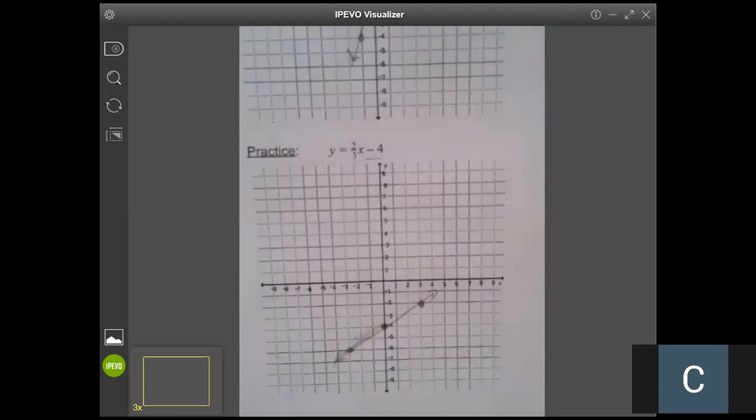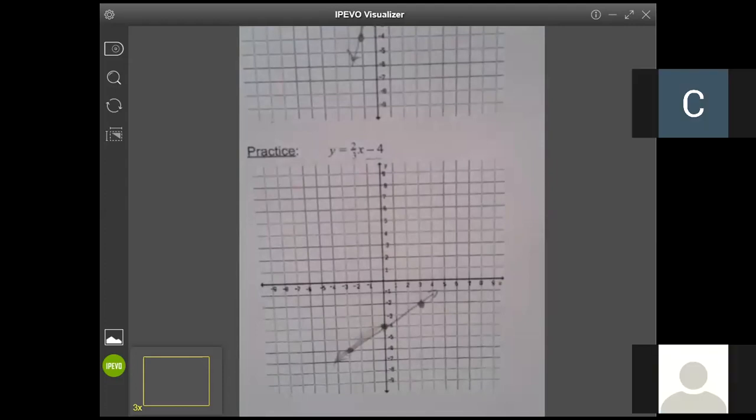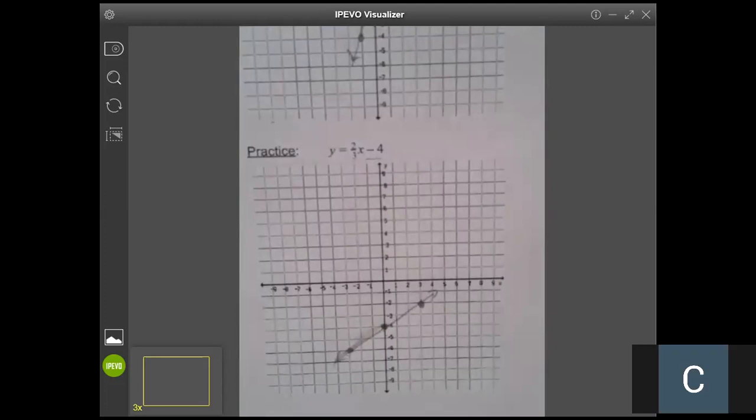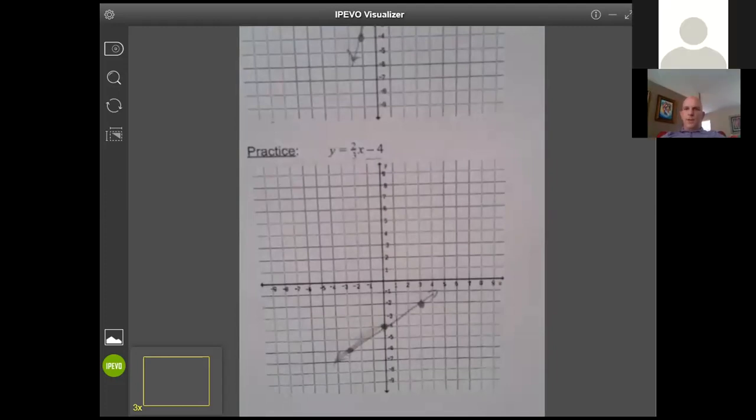All right, questions on using slope-intercept to graph? No questions? All right, so let me see.